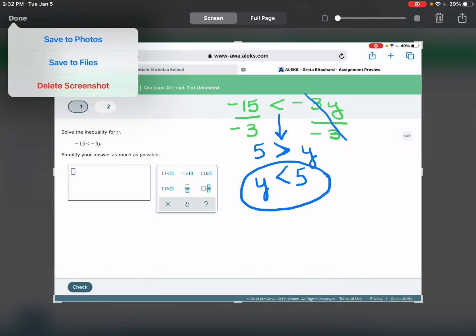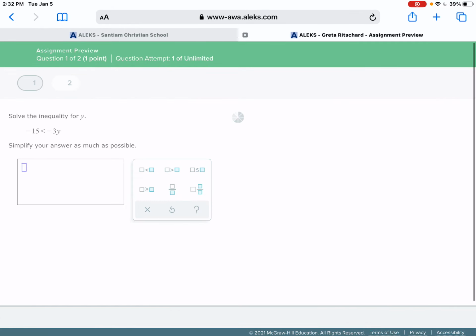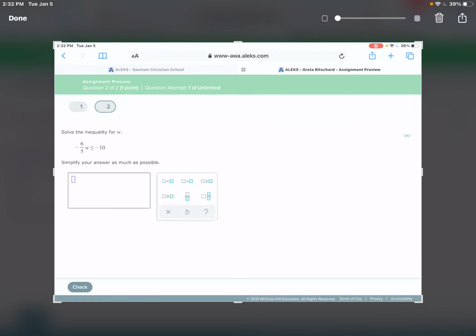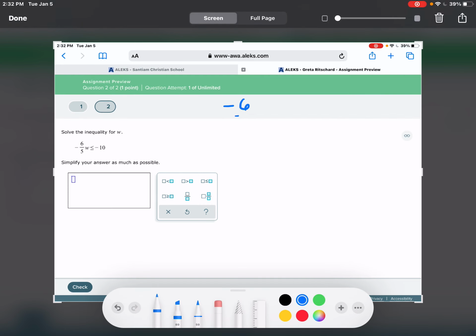Let's look at this one. Now I have a fraction involved. So let's do this. Negative 6/5 times w is less than or equal to negative 10. So if I want to get rid of a fraction, I can multiply by the reciprocal, or it's the same thing as if I were to divide by negative 6/5.